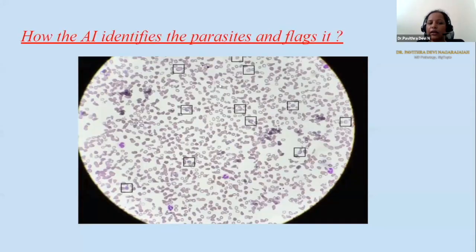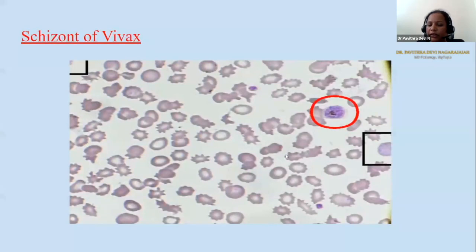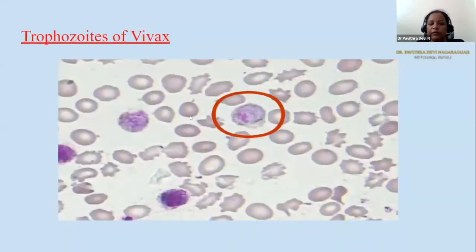So how does the AI identify the parasites and flag them? This is the 40x FOV. Whenever the AI comes along with a prediction of a parasite, it flags it and marks it with a square. And when you have any doubt, you can zoom in. We have up to 350x digital magnification, which will take you to this view where you can take a closer look at the parasite and decide for yourself if it is a parasite or an artifact.